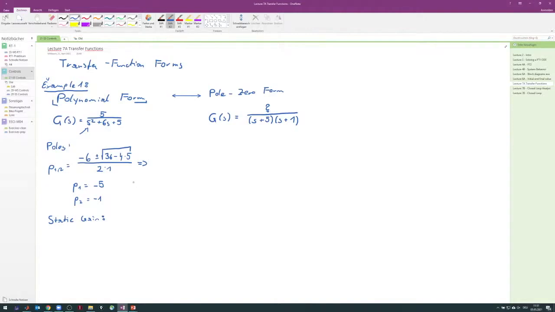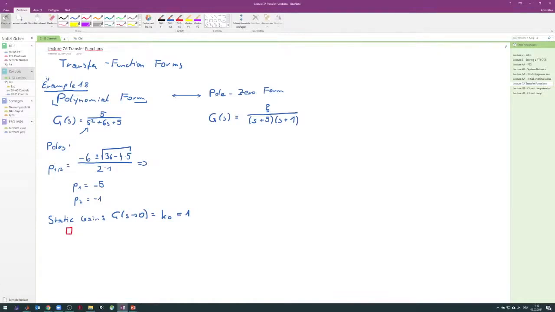Okay, so we compute the static gain, G of S where S goes to 0, right? And this is our K0. If we do so, we get K equal 1, so it's 5 over 5. So here's the important thing: always check the static gain.